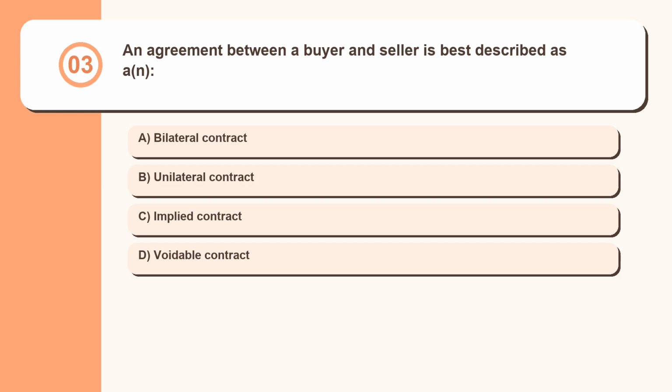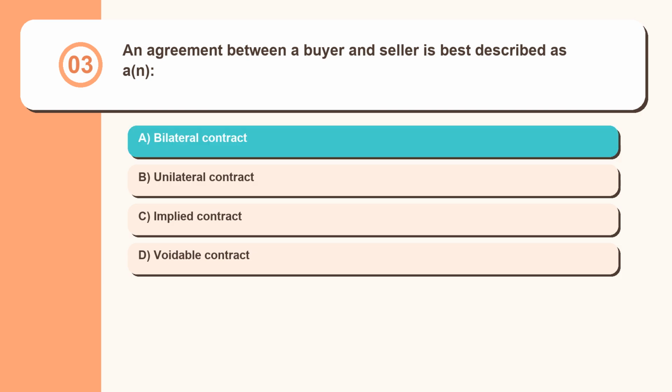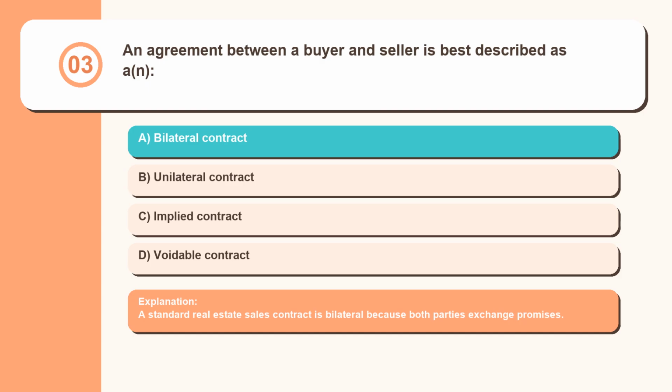Question 3. An agreement between a buyer and seller is best described as a bilateral contract, unilateral contract, implied contract, voidable contract. A standard real estate sales contract is bilateral because both parties exchange promises.